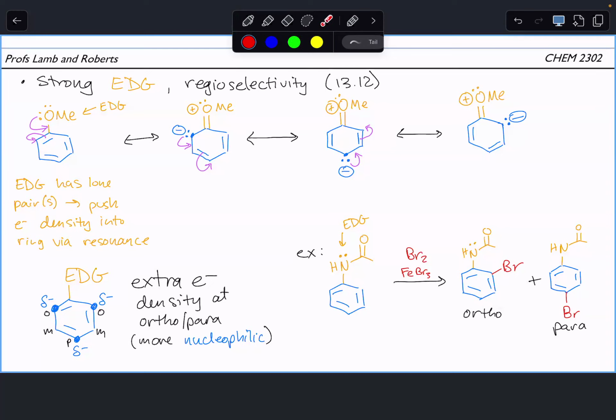Nope, you're going to get both in this case. Does that make sense? Which positions are the most nucleophilic? Which ones are the most reactive? Because it is the nucleophile. Therefore, you get the products that are most nucleophilic, right? So in this case, it's going to be ortho-para, because those are where the electron density is.